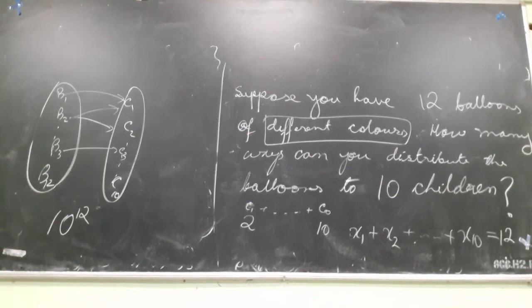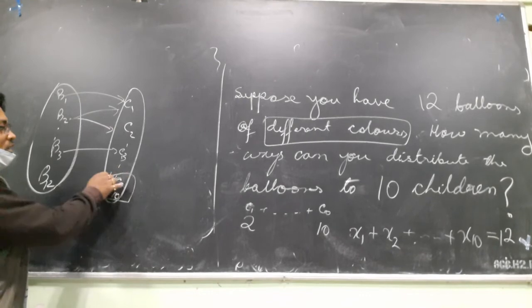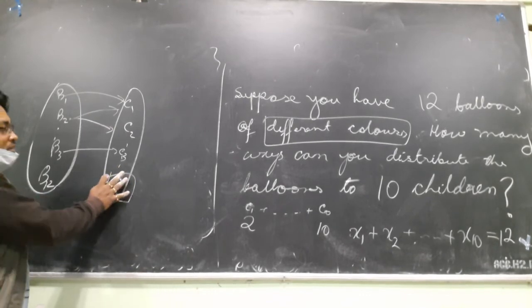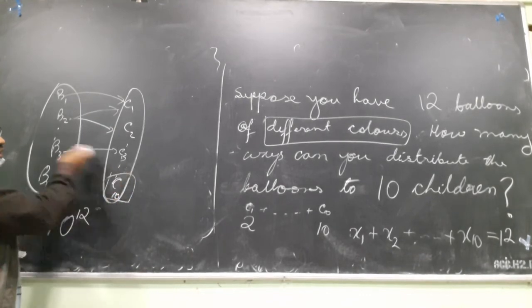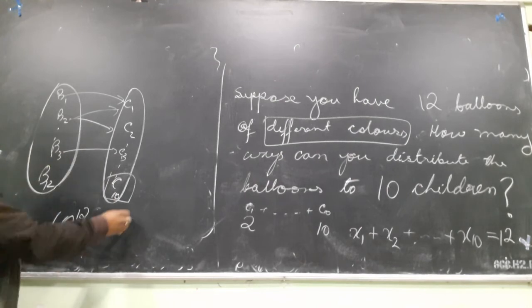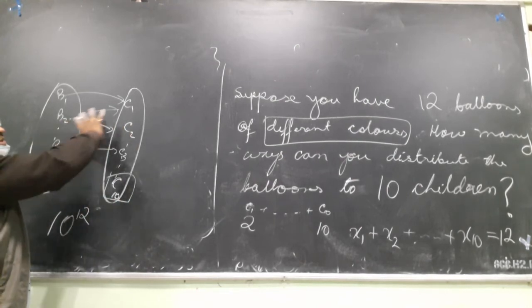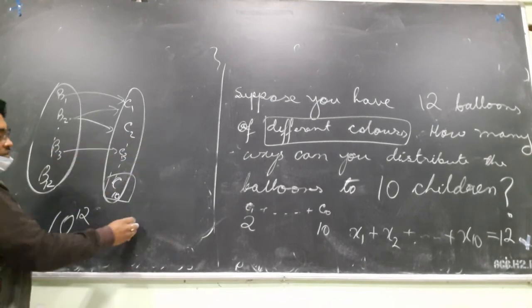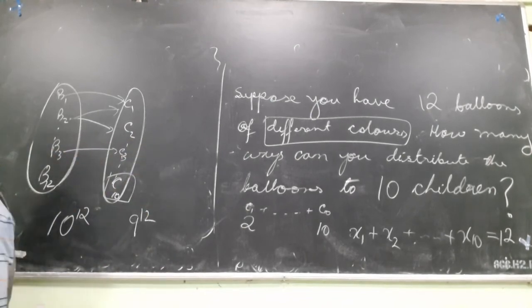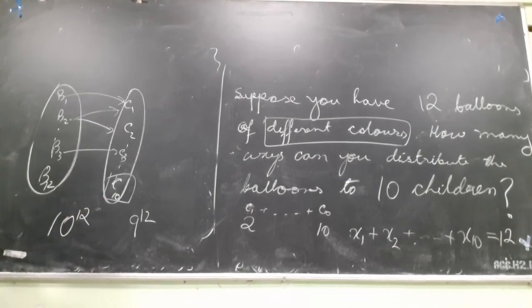Then in that case it will be 9 to the power 12, because say a particular child Ci will not have any pre-image. Okay. So actually we are constructing functions from a set having 12 elements to a set having 9 elements. Okay. In that case it is 9 to the power 12. Okay. Clear? Right? So that way we can think.